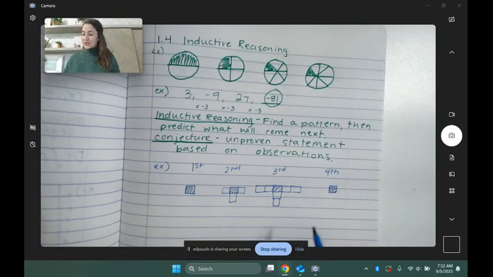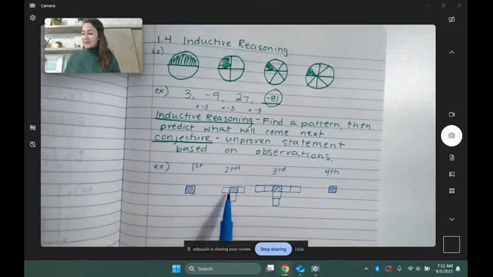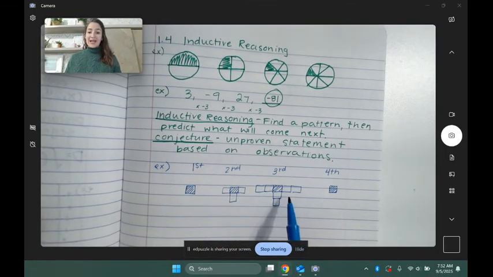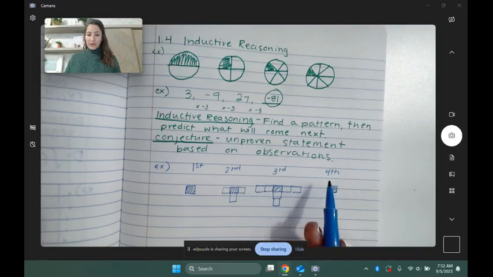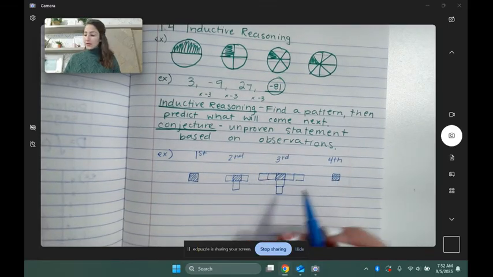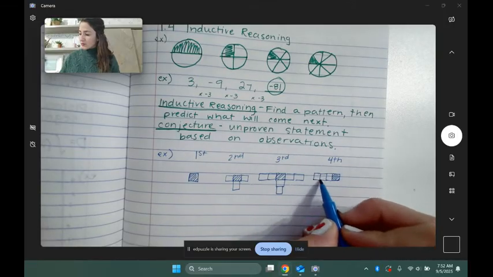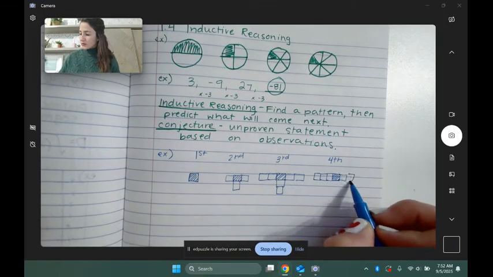I'm going to have my shaded piece. Each time it was increasing the number of squares to the side. So this is the fourth term. This had 2 blocks to the side. This one's going to have 3. 1, 2, 3. 1, 2, 3.